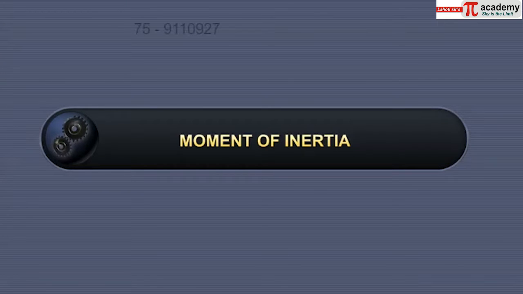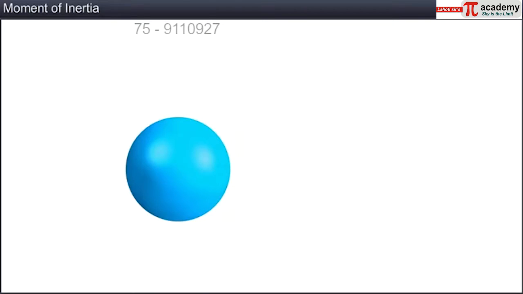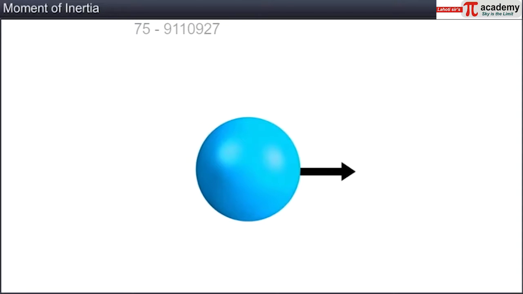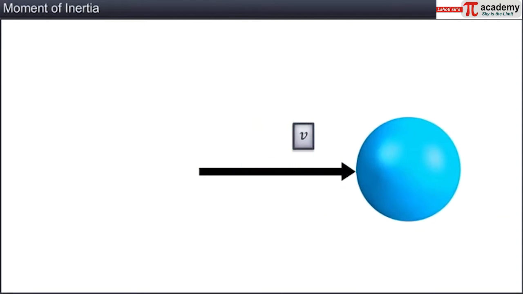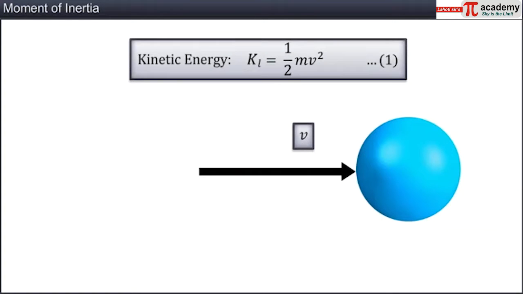In this module, you will learn about the moment of inertia of a rigid body. The kinetic energy of a particle of mass m moving with a constant speed v along a straight line is given by its kinetic energy corresponding to linear motion. KL is equal to half mv square. Equation 1.